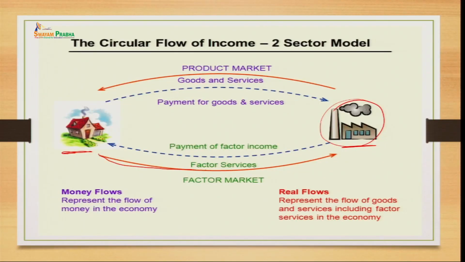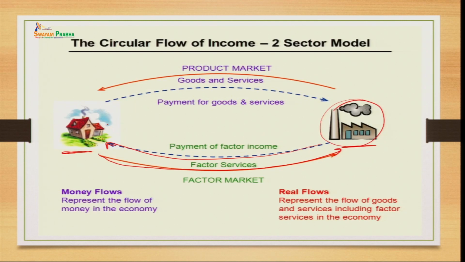These are the factor services which we provide to the firms for the production of goods and services, in the form of land, labor, capital, and entrepreneur, and for whatever services are provided to the firms, we receive the payment of factor income. This income is in the form of rent if we have provided land, interest if we give capital, and profit if we provide entrepreneurship. So, for the services which the households provide, the firms provide the payment, which is called factor income.